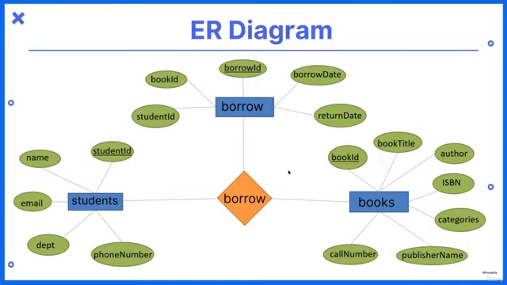And next we have another table, books, which contains the details of all the books in the library database. Here we have the attributes such as the book ID, the book title, the author, the ISBN number of the book, the category of the book, the publisher name and the call number of book. So in this table, the book ID is the primary key, and they both are related with the relationship borrow, and we also have a relationship table borrow, which contains the details such as the borrow ID, which is the primary key, and it will contain the details such as the borrow date and return date, and it has the foreign keys book ID and student ID.